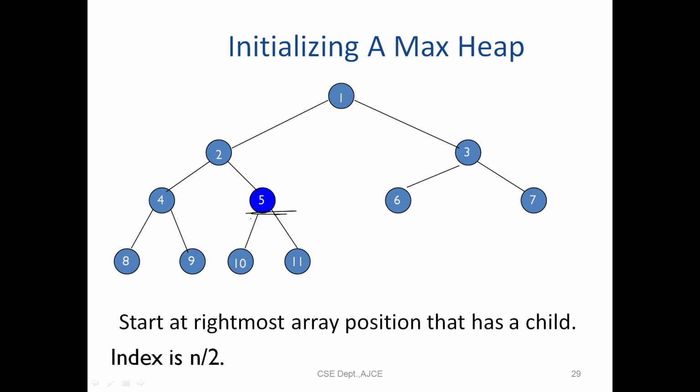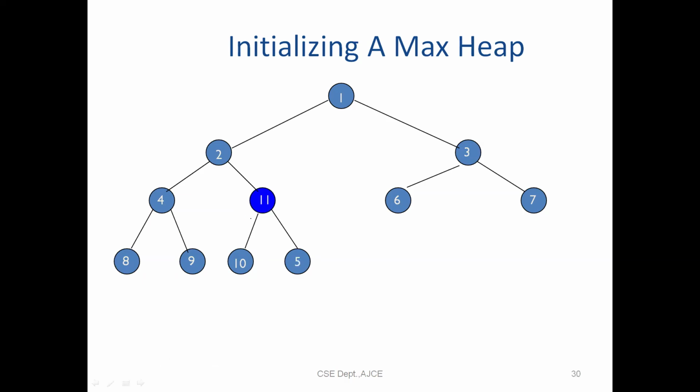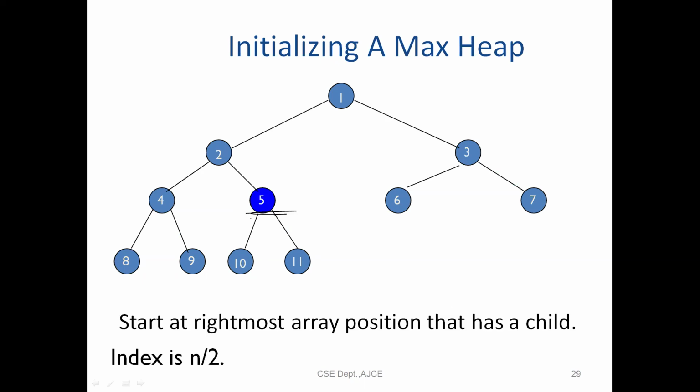So start from the rightmost array position that has the index n by 2. Now what happens is we find whether this subtree is following the max heap property. If it is not following, we arrange it, then we move forward and so on. So you can see you're basically at the last subtree.